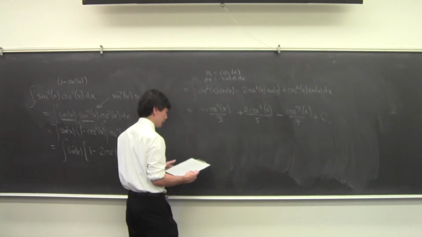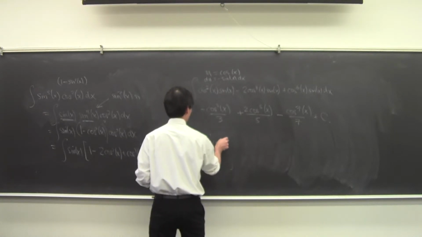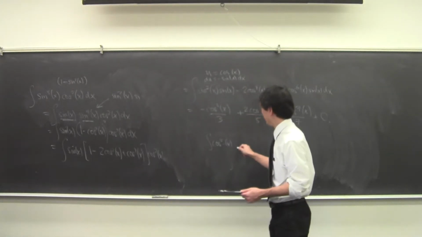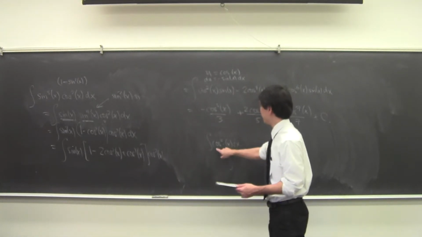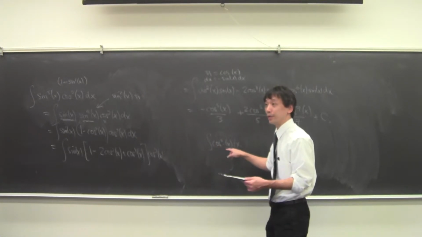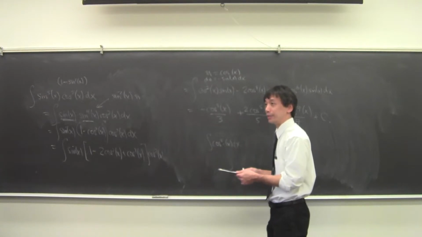Right. And that's the same sort of thing with the first example, right? You've got some odd power, and you say, okay, well, if I switch 2 of these powers to sines, I'll have a cosine left over, and then I can use that as my du.